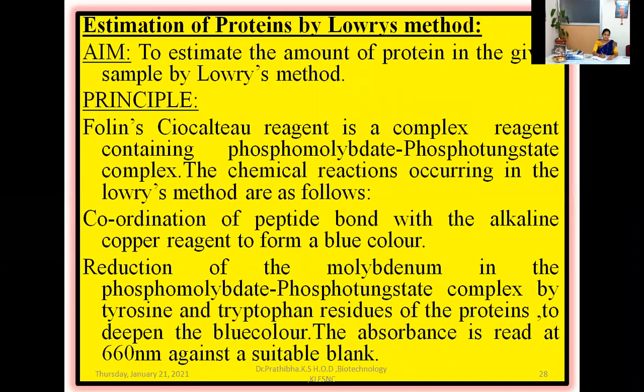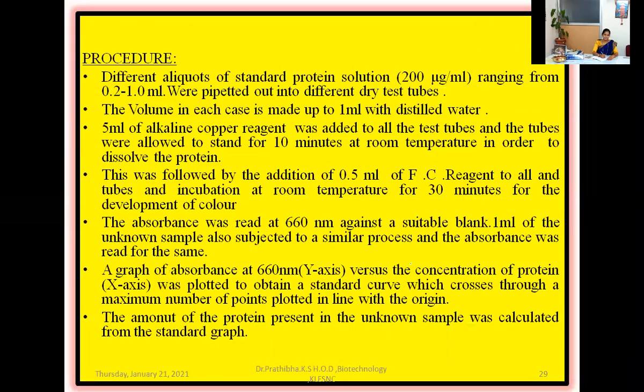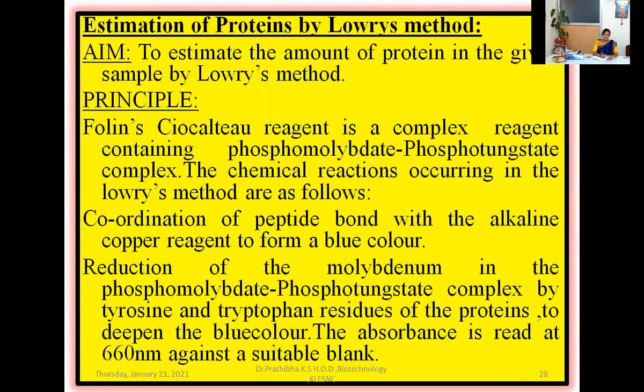Then the next is estimation of proteins by Lowry's method. Aim of the experiment: to estimate the amount of protein in the given sample by Lowry's method. Principle here will be using the FC reagent. The full form of FC is Folin-Ciocalteu reagent, which contains a phosphomolybdate-phosphotungstate complex.